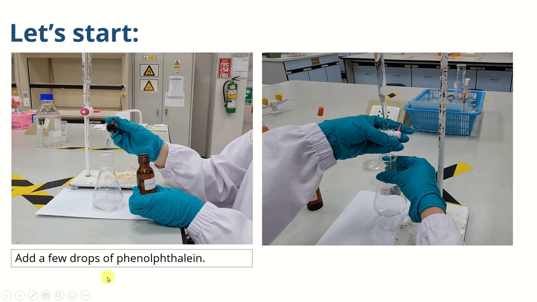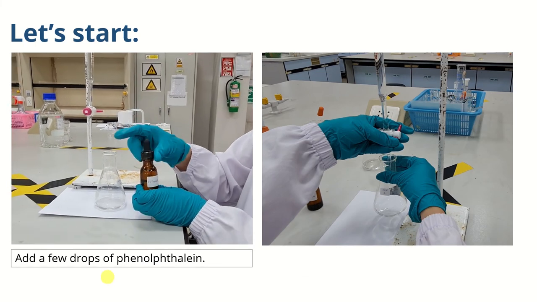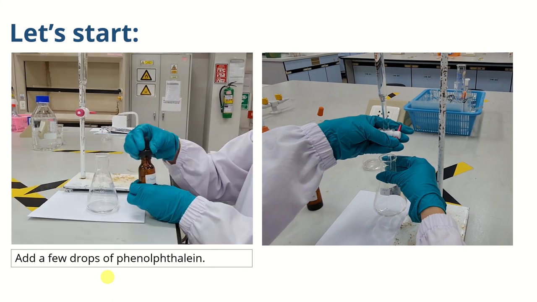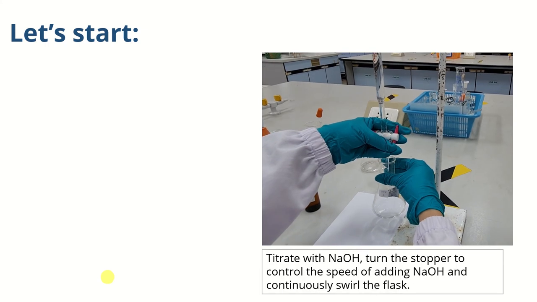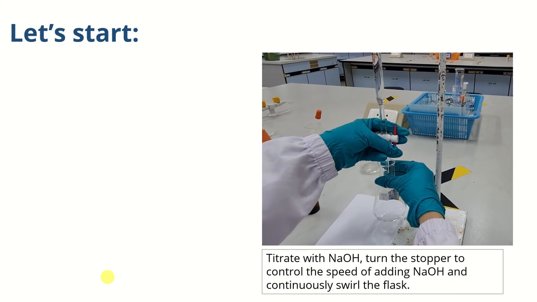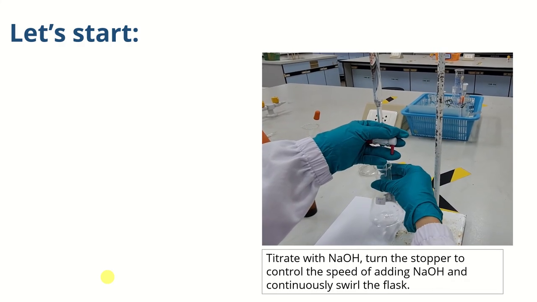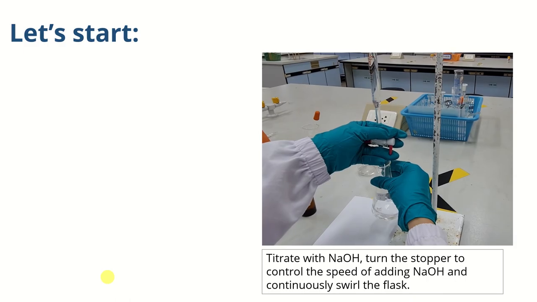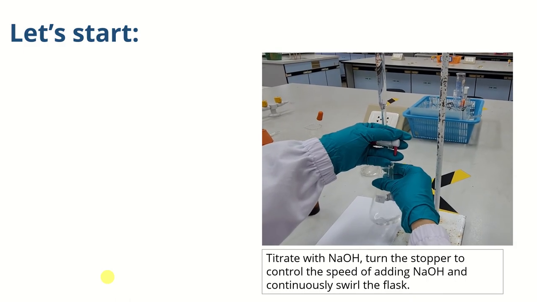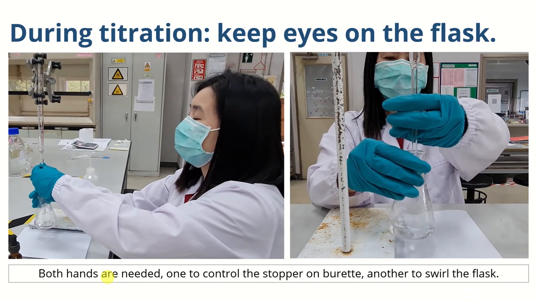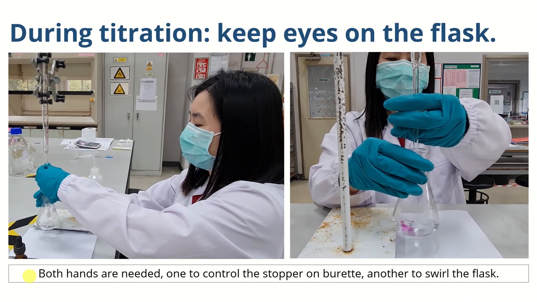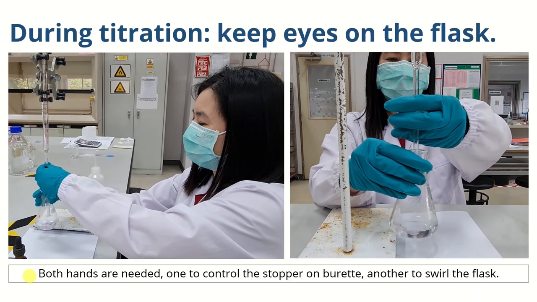Start by adding a few drops of phenolphthalein in the flask. And then turn the stopcock to add sodium hydroxide into the flask. Continuously swirl the flask. During titration, swirl all the time. Keep your eyes on the flask.